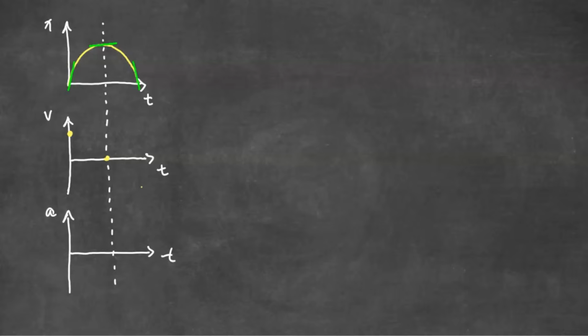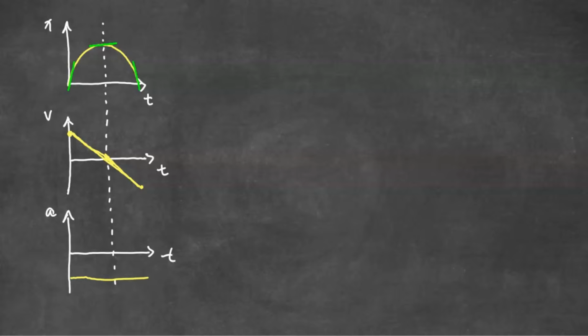Since we're dealing with constant acceleration, we know that the velocity graph is going to be a straight line. And in this case, it's slanted downward. Now, to translate this to an acceleration graph, we look at the slope on the velocity graph. Since it's slanted downward, this is a negative slope. So that means that the acceleration is going to be negative.